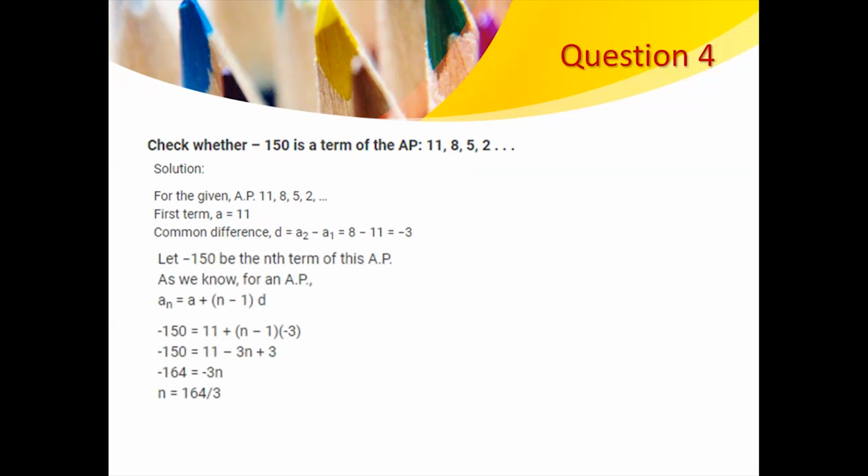Let minus 150 be the nth term of the AP. So use the formula an is equal to a plus n minus 1 into d. After doing the calculation, we observe that n is coming out to be 164 by 3. 164 by 3. I'm not getting a positive integer. It is a fraction. So what my answer is? Simply minus 150 is not a term of the given AP, because n is not an integer.